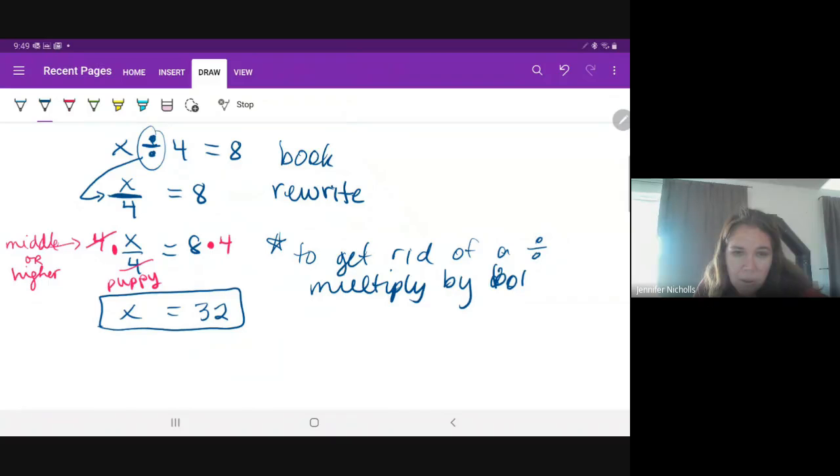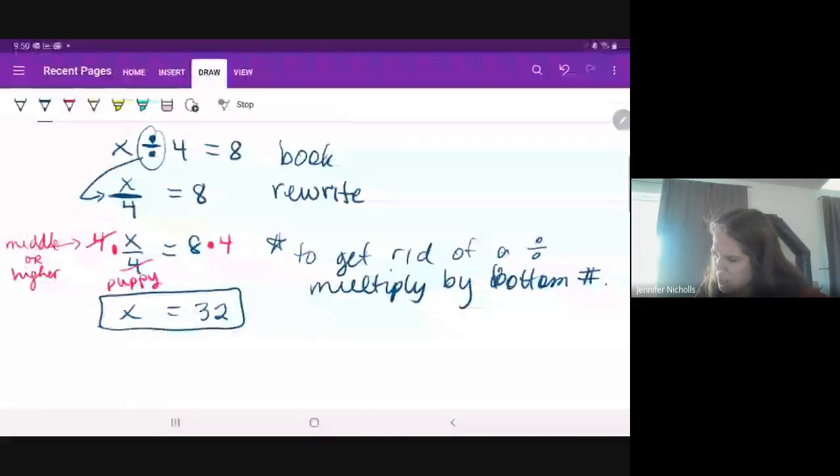Okay. Oh, I'm a little delayed, huh? The word bottom number hasn't shown up yet, at least on my computer. It's on my tablet. Can you guys see where it says bottom number?